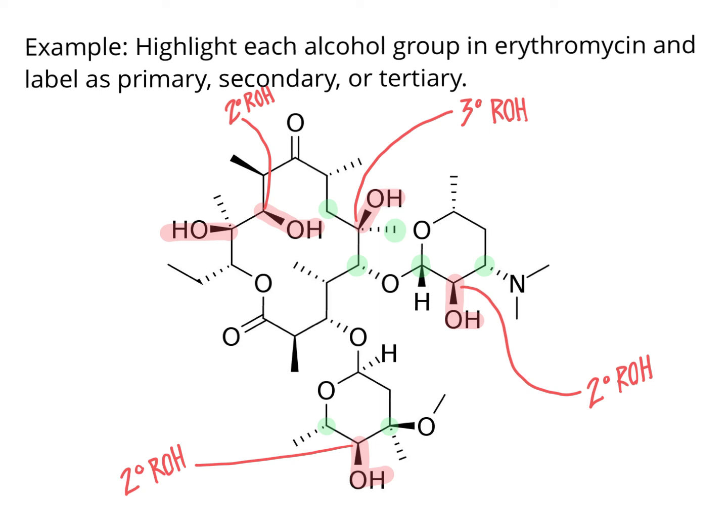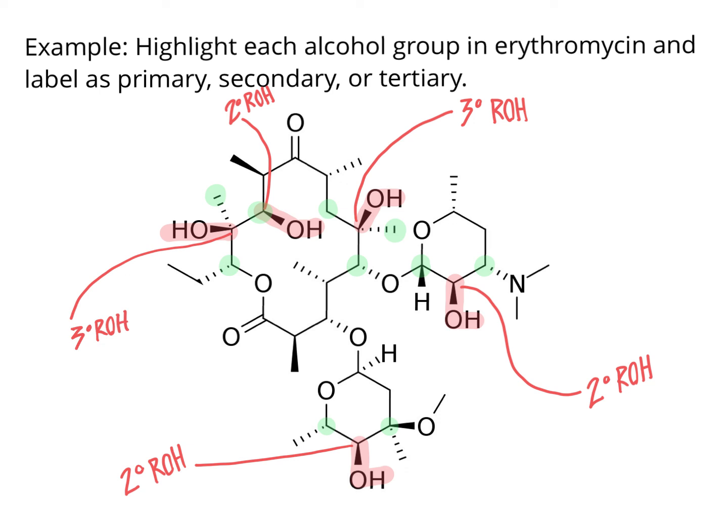Then, last but not least, we come to the carbon atom right here that I've drawn my line to. Counting the number of carbons that are directly connected to there, relative to the carbon of the alcohol group, we have a carbon right here, we have a carbon right here, and we have a carbon right there. So that's 3 in total, making that a tertiary alcohol.